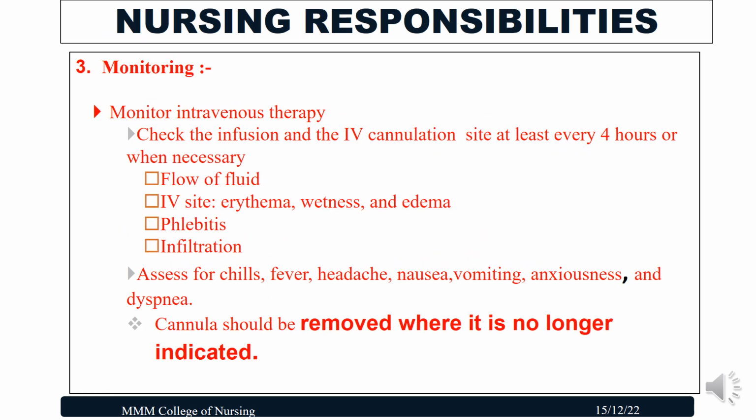Third one is monitoring. Keep on monitoring the intravenous therapy or the IV site. Check the infusion and the IV cannulation site at least every 4 hours. So each shift we need to check the IV site using the VIP score. Then check the flow of fluid and the IV site for any erythema, wetness, edema or redness, phlebitis and infiltration. Assess for any chills, fever, headache, nausea, vomiting, anxiousness and dyspnea. The cannula should be removed where it is no longer indicated. Simply, we should not keep an IV cannula in the patient unnecessarily.